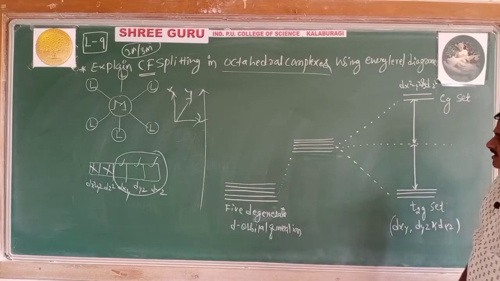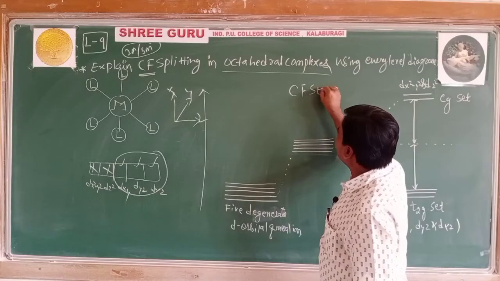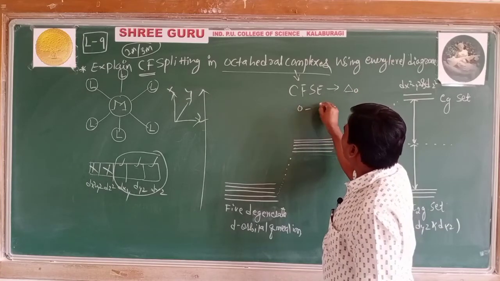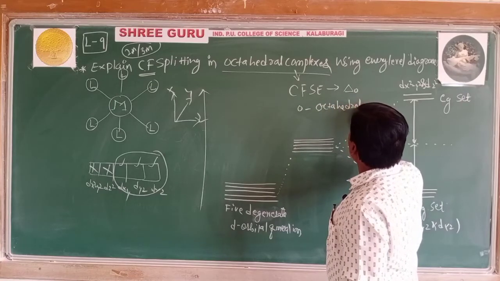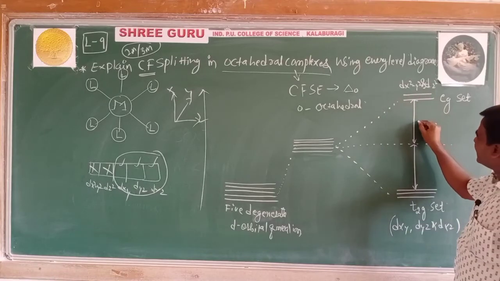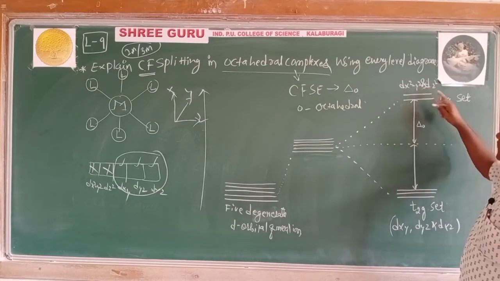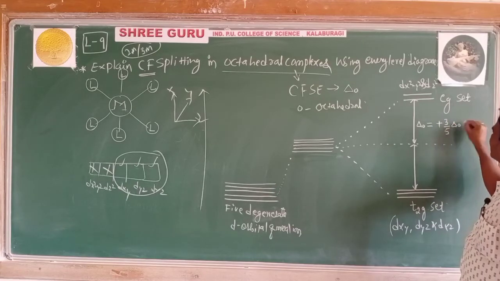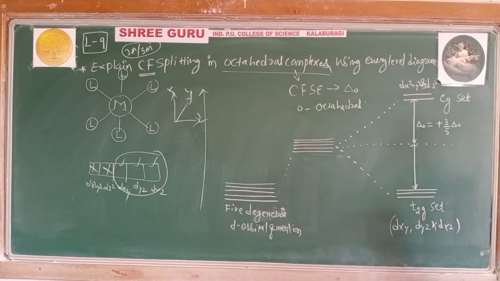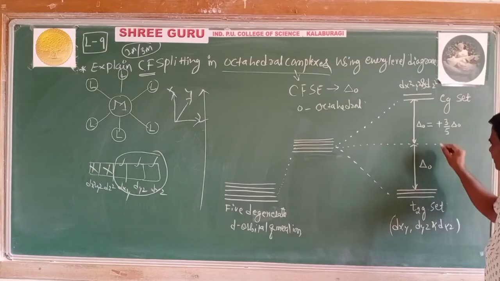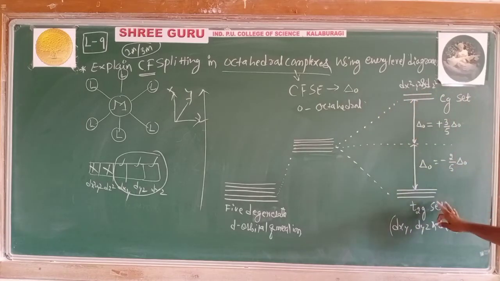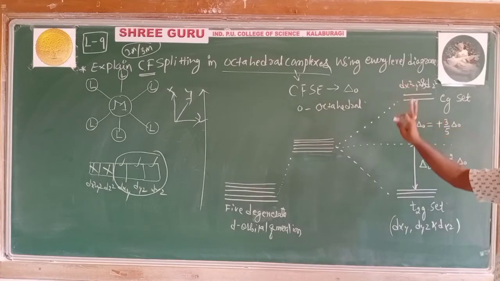See, the crystal field splitting energy in the case of an octahedral complex is denoted as delta naught. O stands for octahedral. The energy of the EG set is increased by 3 by 5 times of delta naught, and the energy of the T2G set is decreased by 2 by 5 times of delta naught. So this is the energy level representation for the crystal field splitting in the case of octahedral complexes.